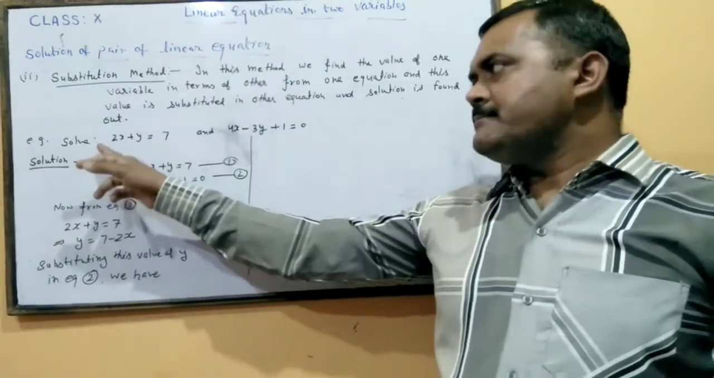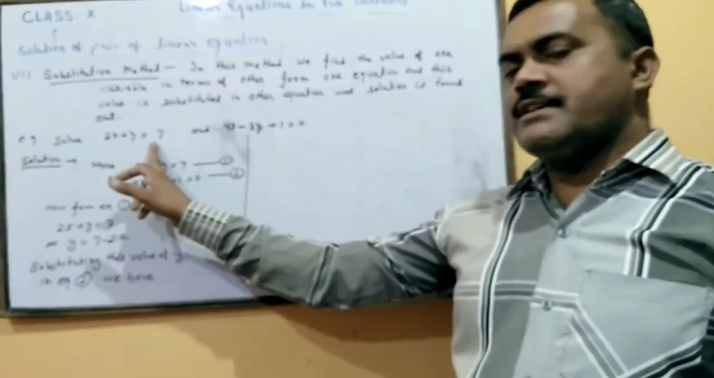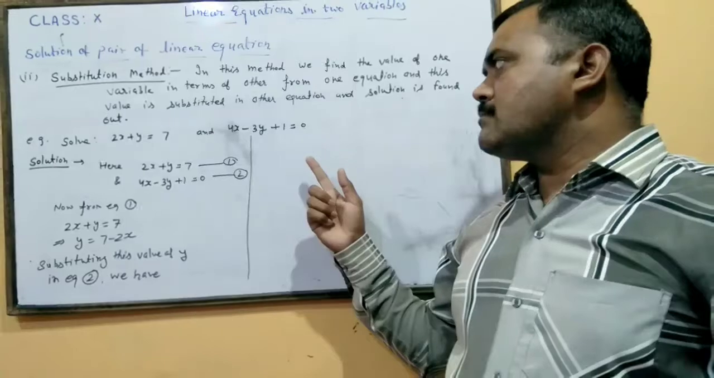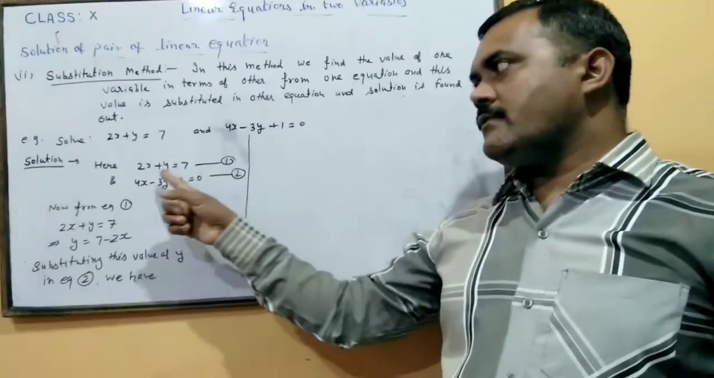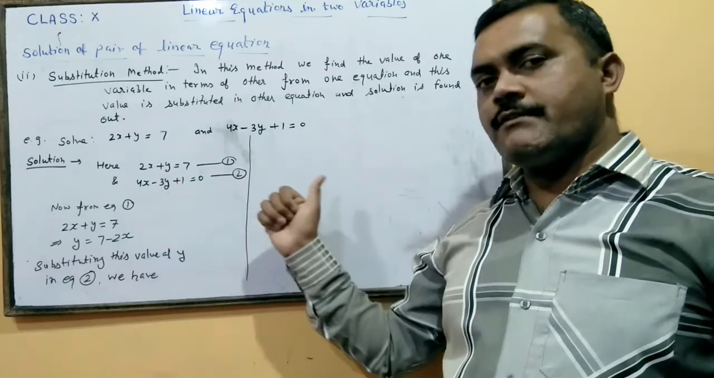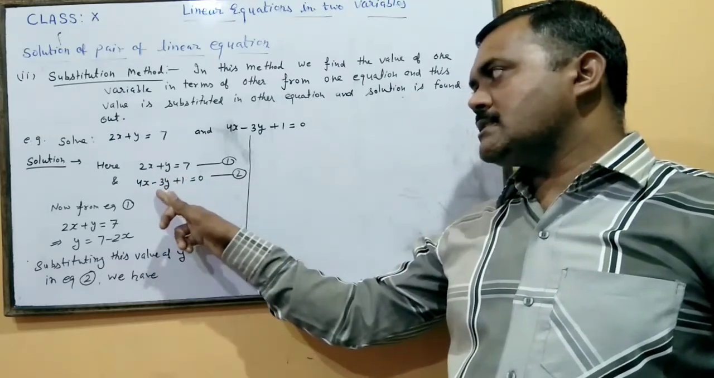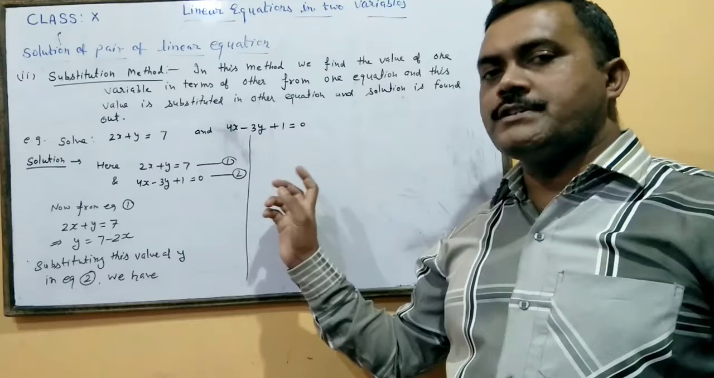So here is one example. Solve 2x plus y is equal to 7 and 4x minus 3y plus 1 is equal to 0. So in the solution here we have 2x plus y is equal to 7, equation 1, and 4x minus 3y plus 1 is equal to 0, equation 2.